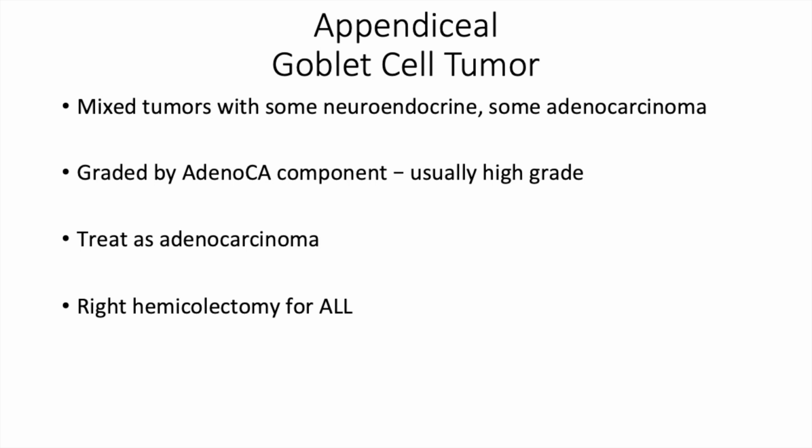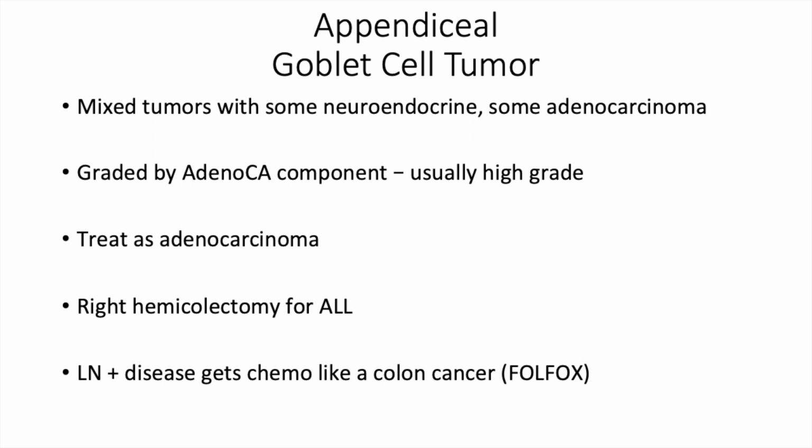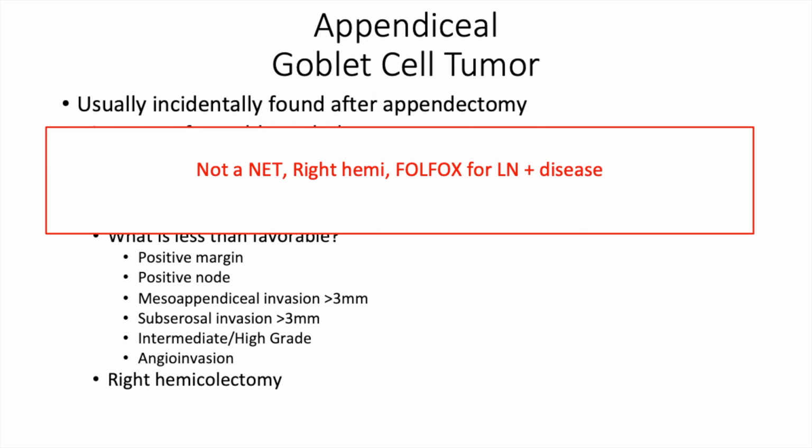So any appendiceal goblet cell tumor of any size or any variety gets a right hemicolectomy. And then if they have node positive disease, they get chemotherapy that's used for colon cancer, aka FOLFOX. So goblet cell tumors are not neuroendocrine tumors. You get a right hemicolectomy, you get FOLFOX for lymph node positive disease.